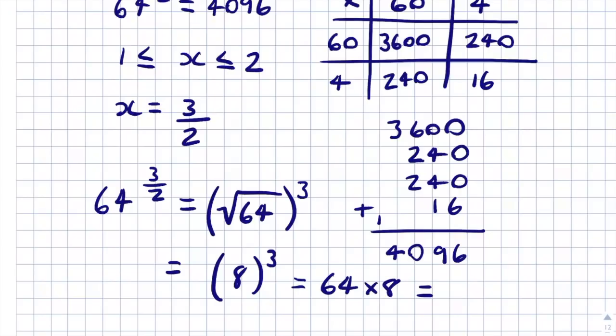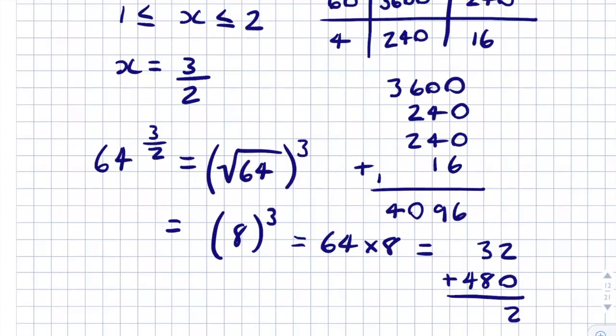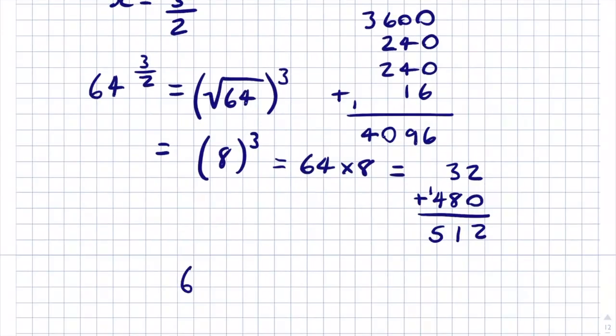Now, 64 times 8, that's 8 times 4, which is 32, and 8 times 60, which is 480. Add these together, I get 2, then 3 plus 8, which is 11, carry the 1, and I get 1 plus 4, which is 5. So here, I get an answer of 512. So what this means is that 64 to the power 3 over 2 equals 512.